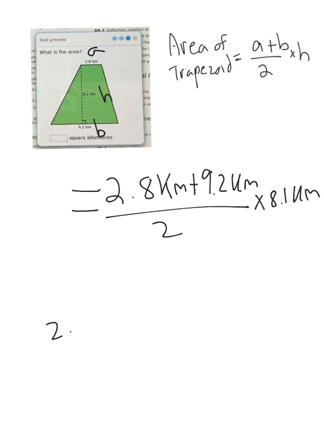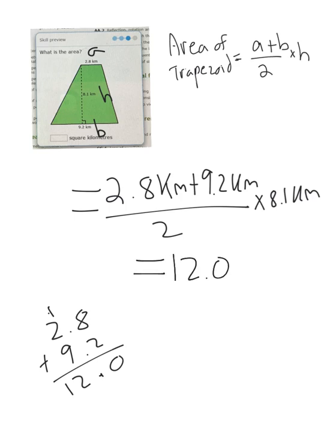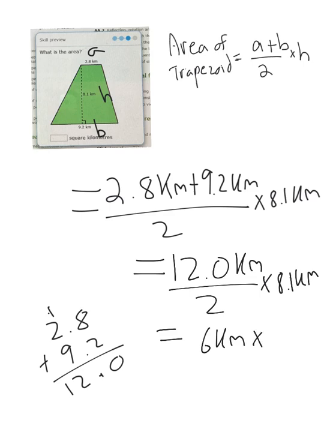Okay, I'm just going to do a little math down here. 2.8 plus 9.2. 8 plus 2 is 10, 0 down, 1 up. 1 plus 2 is 3, plus 9 is 12. Remember, decimals in addition line up. So my answer there is 12.0 kilometers divided by 2 times 8.1 kilometers. Now 12 kilometers divided by 2 is obviously 6 kilometers, times 8.1 kilometers.